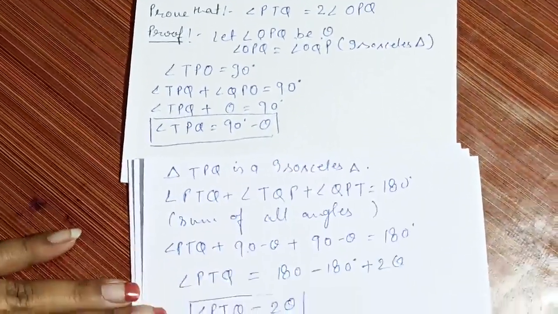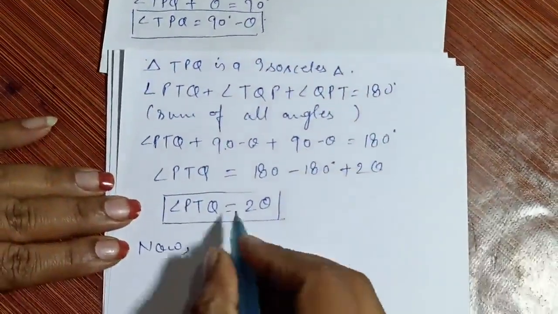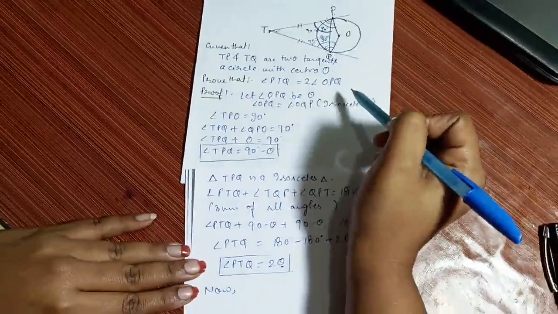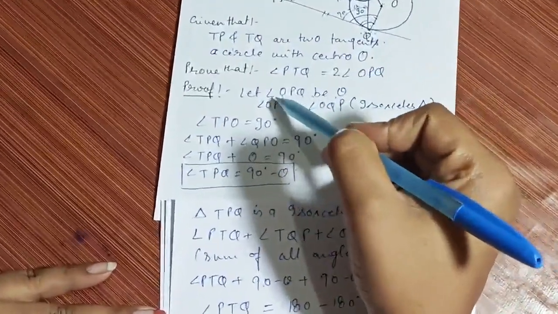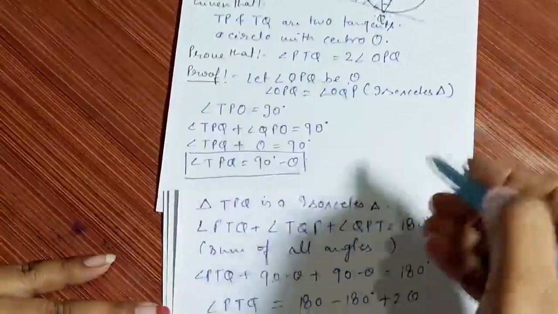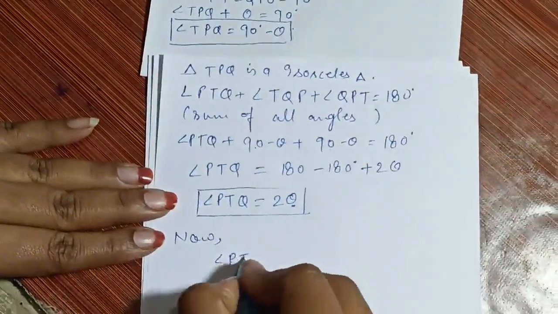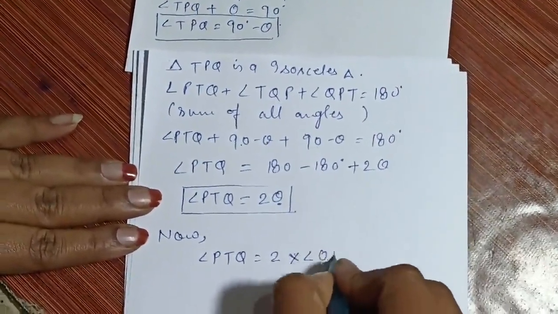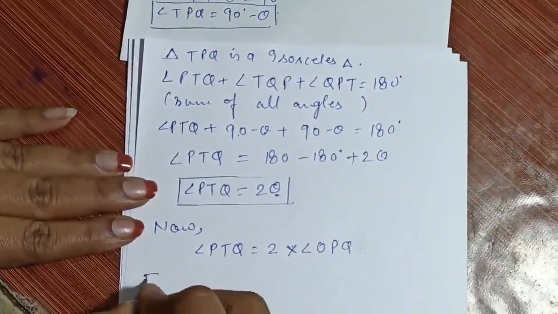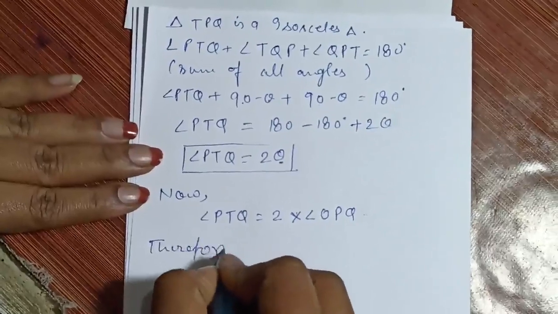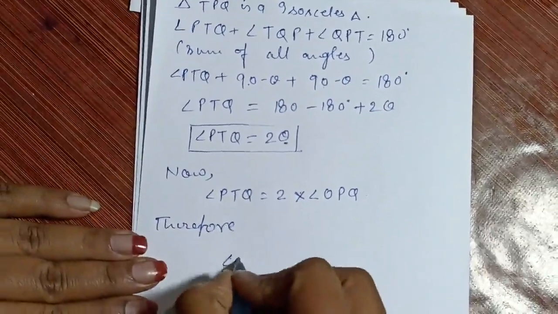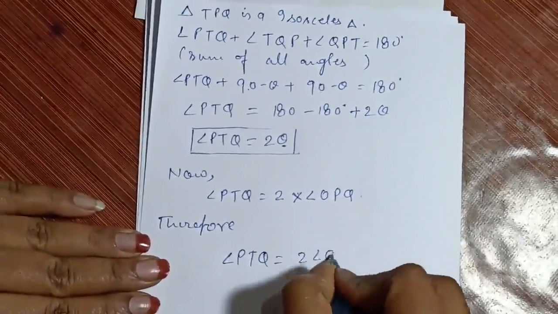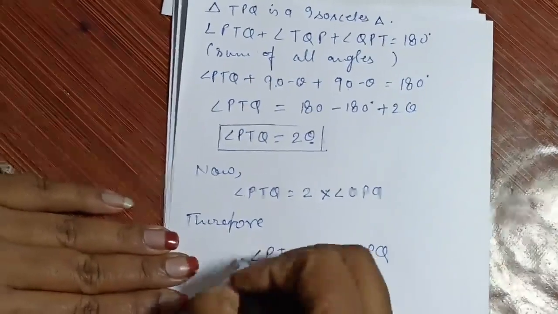So now can we replace the value theta with what angle? Angle OPQ, of course. Therefore, we proved that angle PTQ is equal to 2 times angle OPQ. Hence proved.